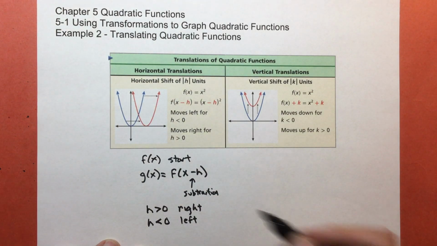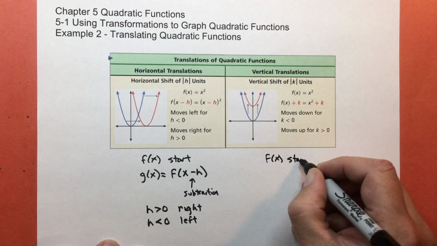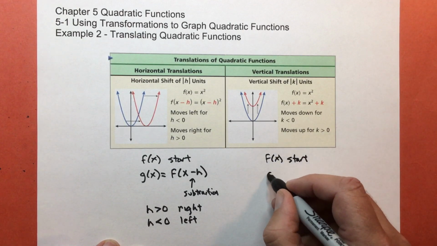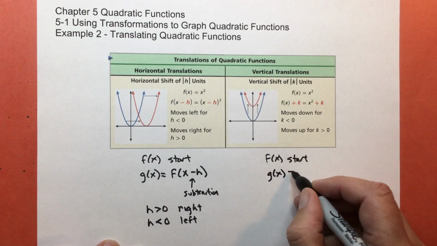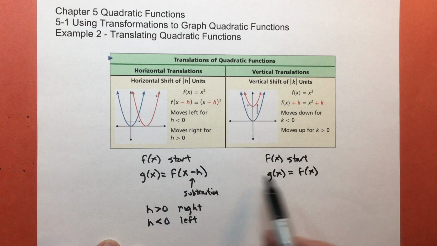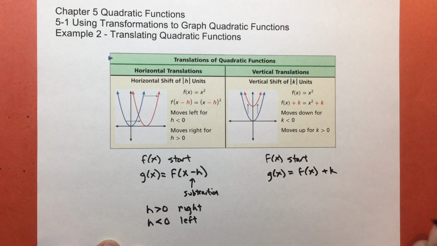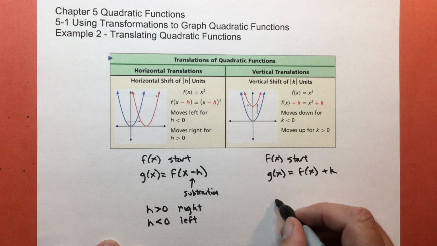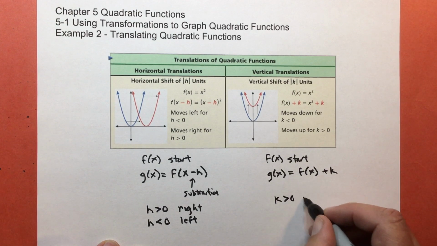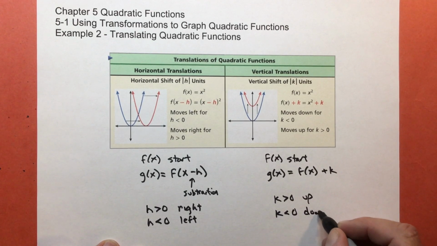For the vertical stuff, again, f of x is where we're going to start. This one changed the input; the vertical one is going to change the output, the entire f of x. So I'm just going to add whatever k is to it. And if k is positive, it goes up, and if k is negative, it goes down.